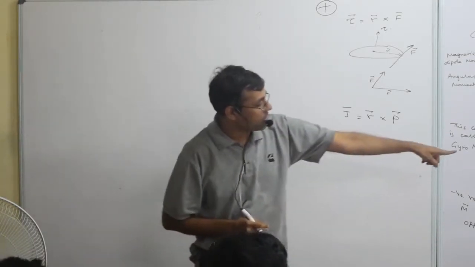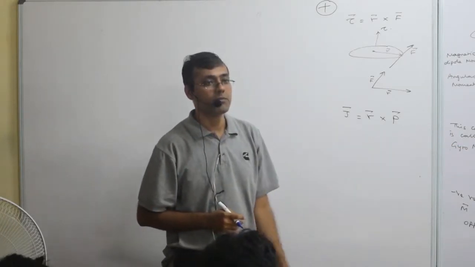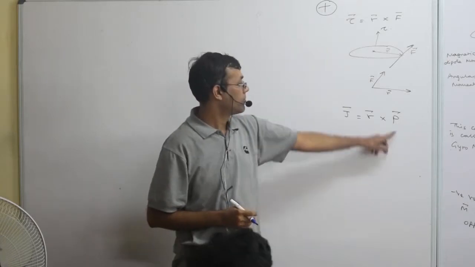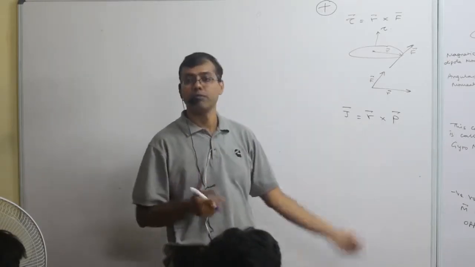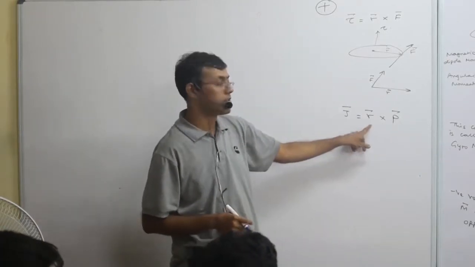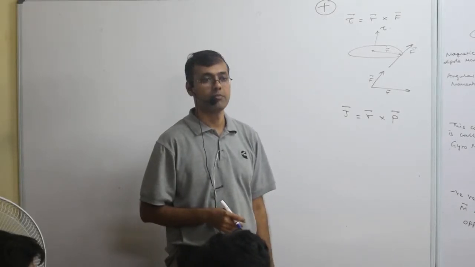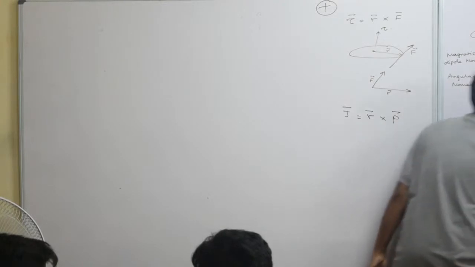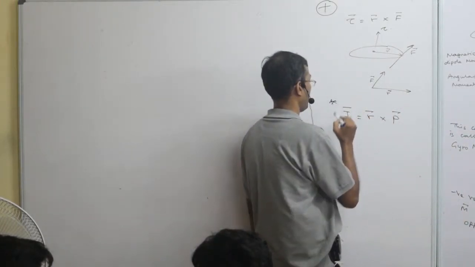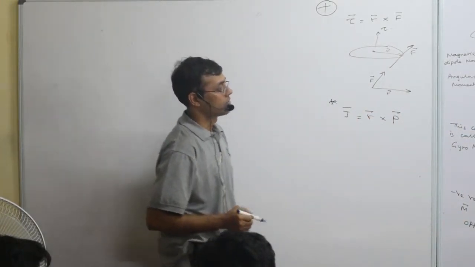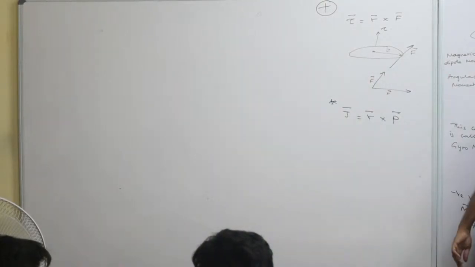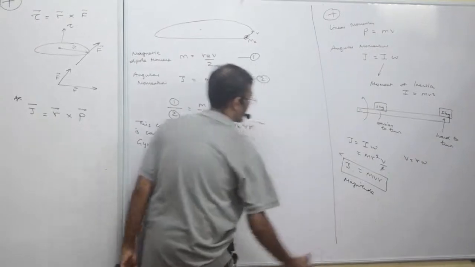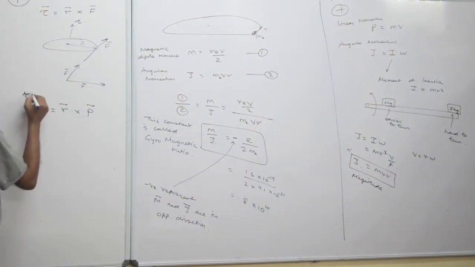In fact, you can see there. What is M into V? It is momentum. What is R? R. That is magnitude form. This is vector form. Following what I'm saying? So I'm asking you to check this and this. So this is magnitude. This is vector form.